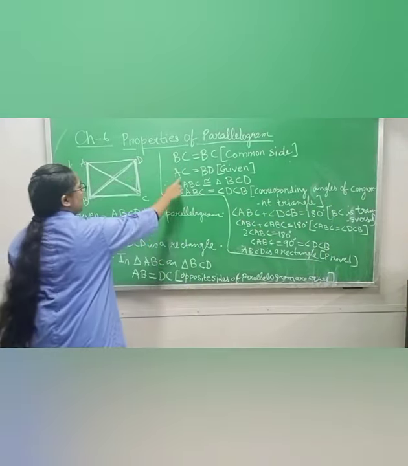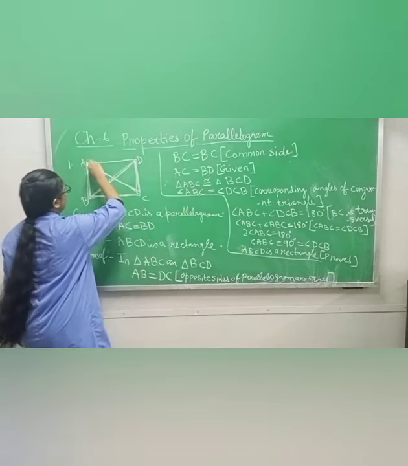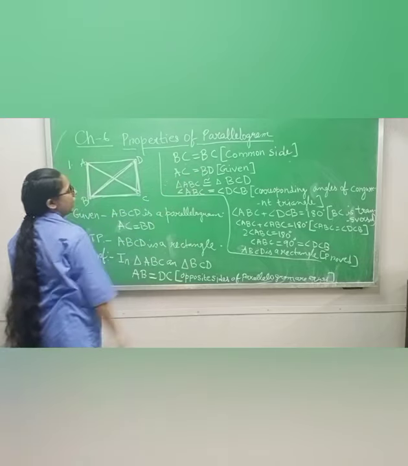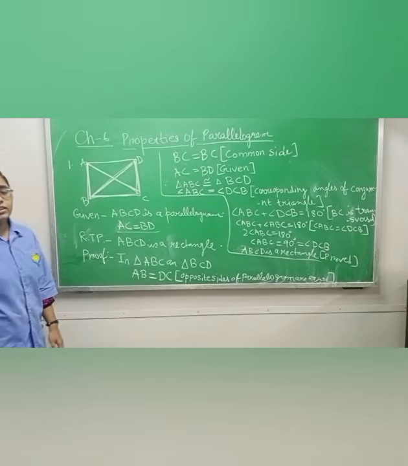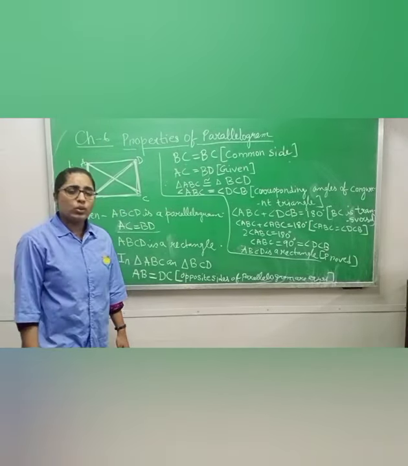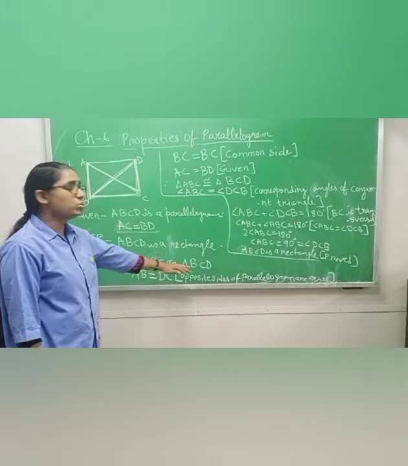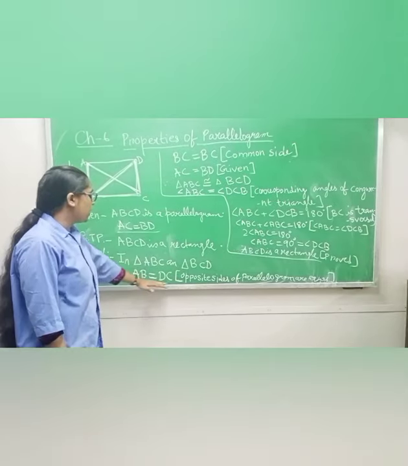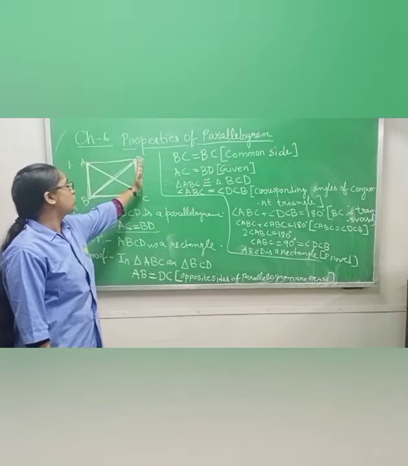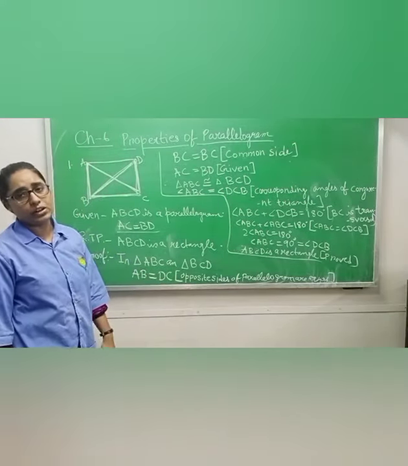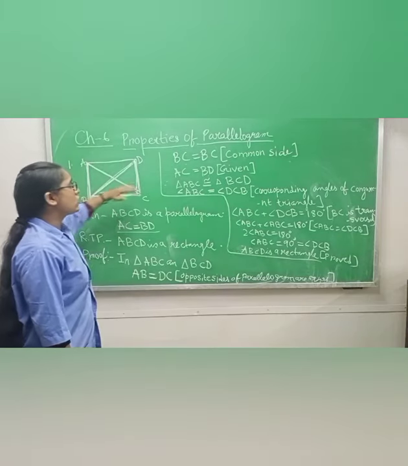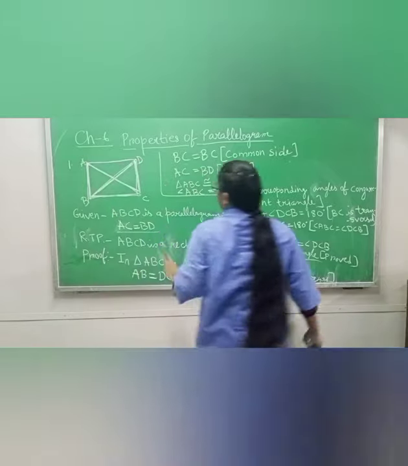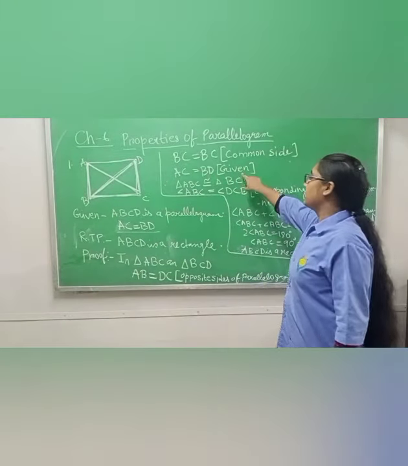Now the third one, AC equals to BD. This diagonal is equal to this diagonal. Why? Because it is already given that two diagonals are equal. So what we have done, I am taking two triangles ABC and BCD. First I am writing AB equals to DC, this side is equal to this side. Why? Opposite sides of a parallelogram are equal. Then BC is common side. Then AC equals to BD. It is already given that two diagonals are equal, that is why I have written given.